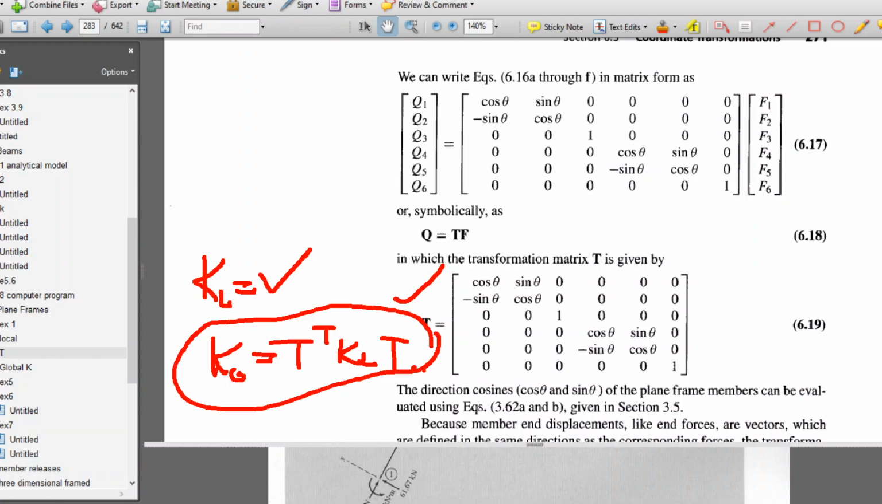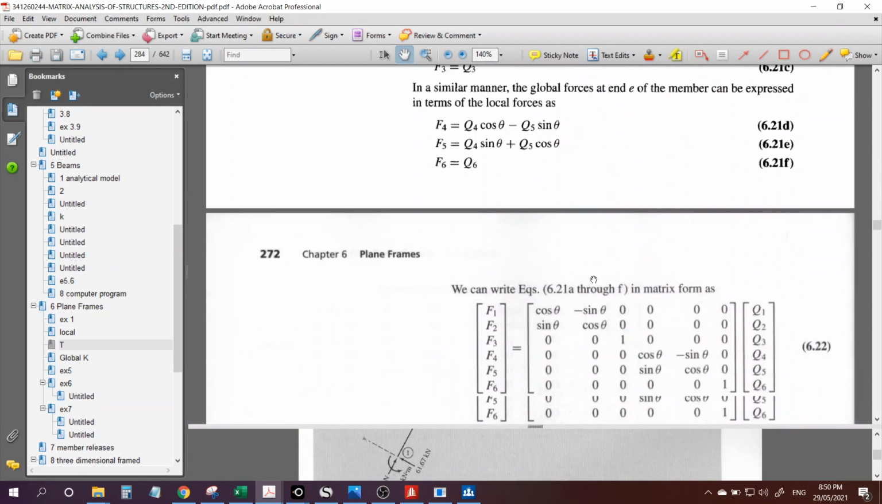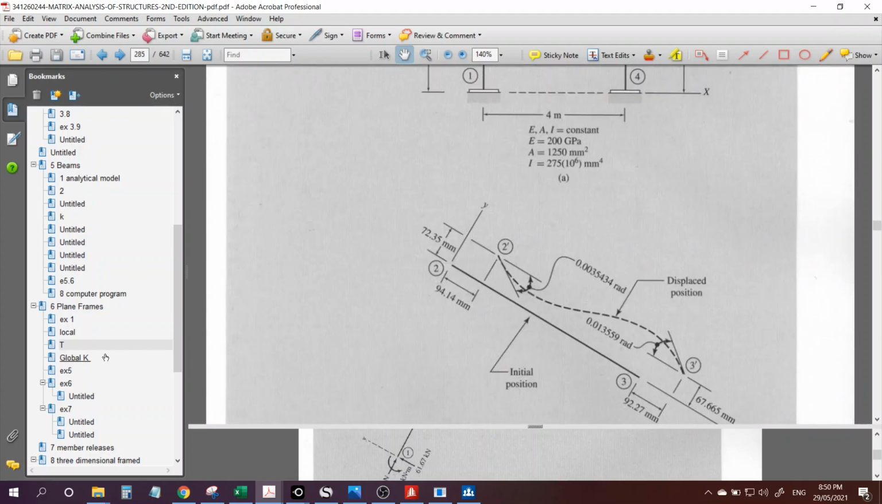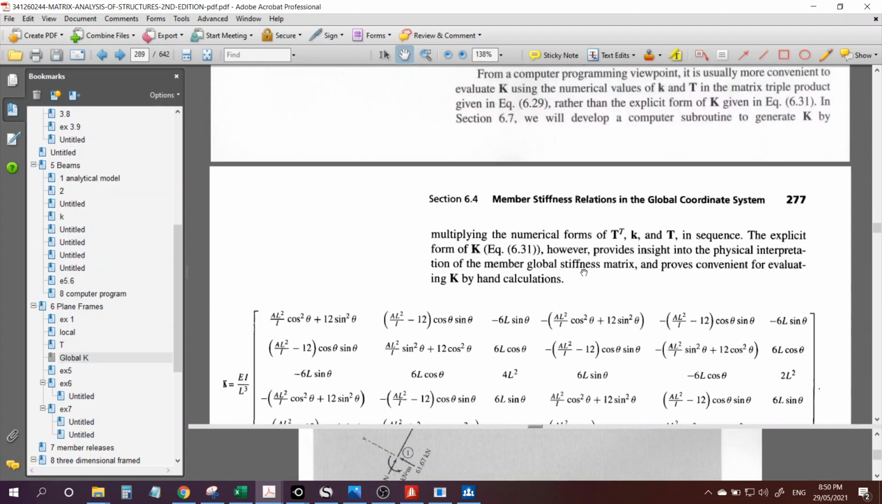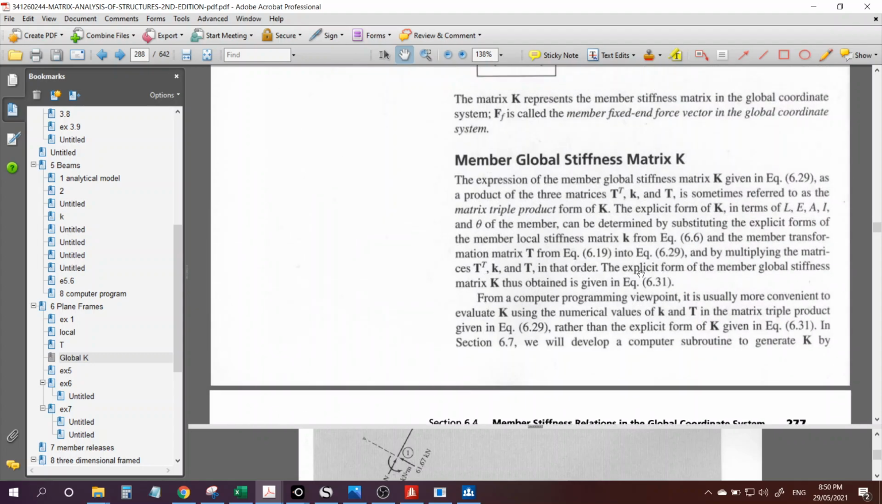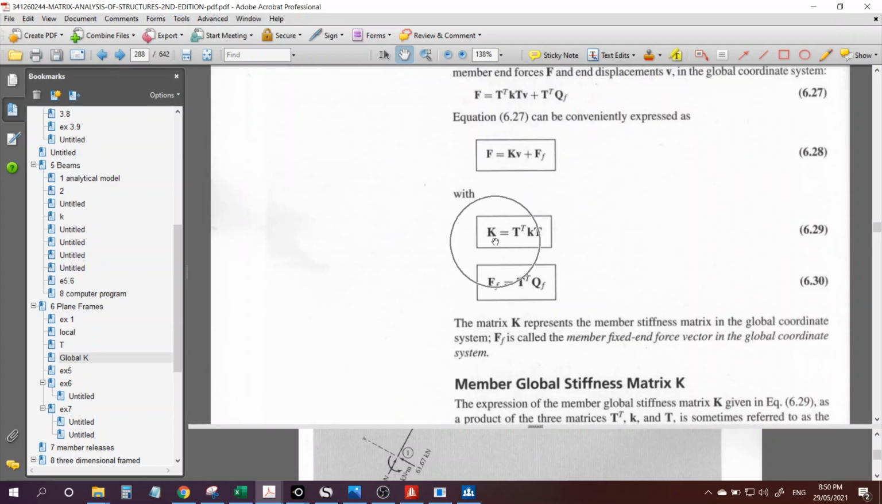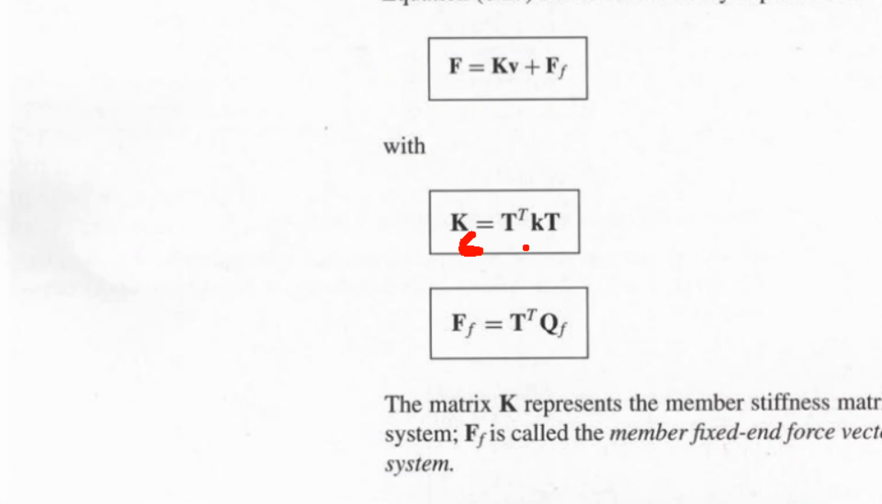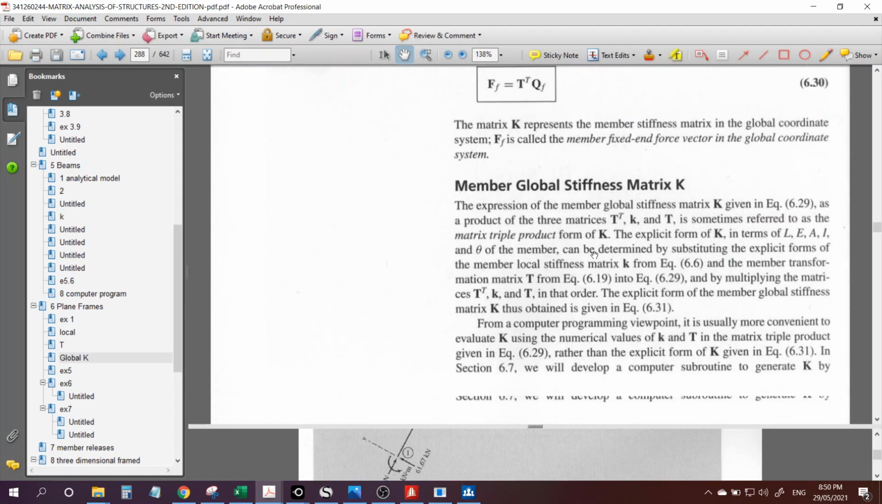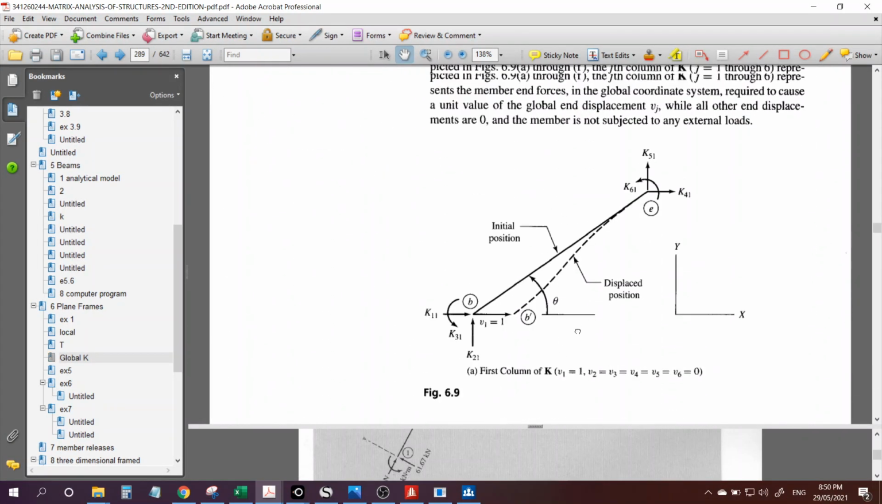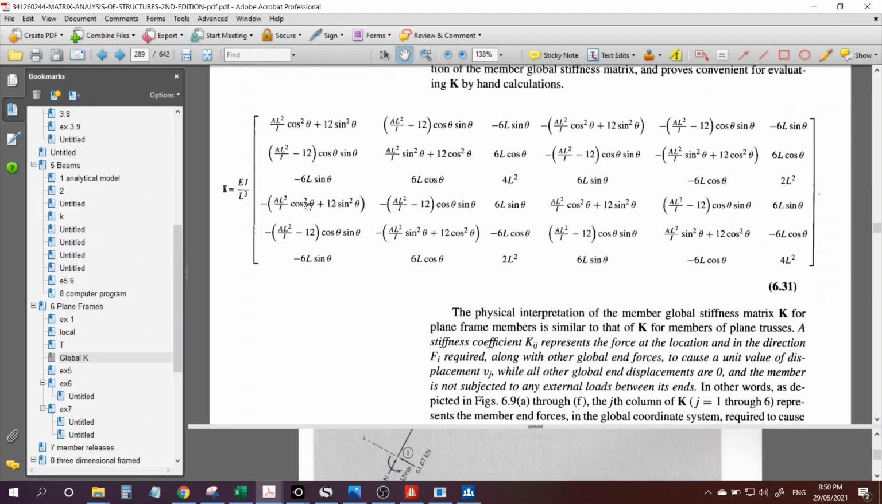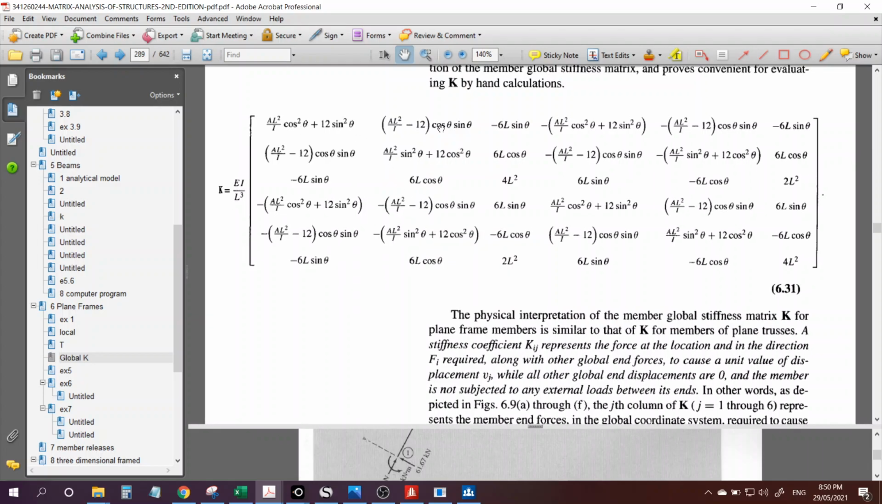So if you operate that, you will get, where's the global K? This one, and this one. So this is the K global, while this small k is the K local. And if you operate that, you will get this stiffness matrix, the plane frame member stiffness matrix in any inclined axis, or theta.